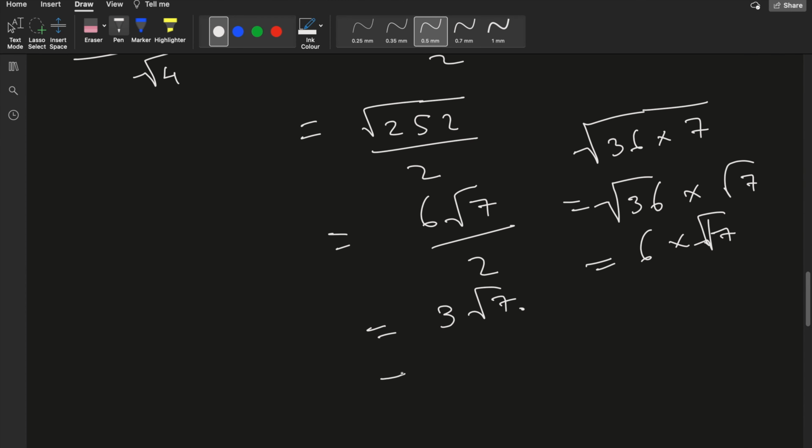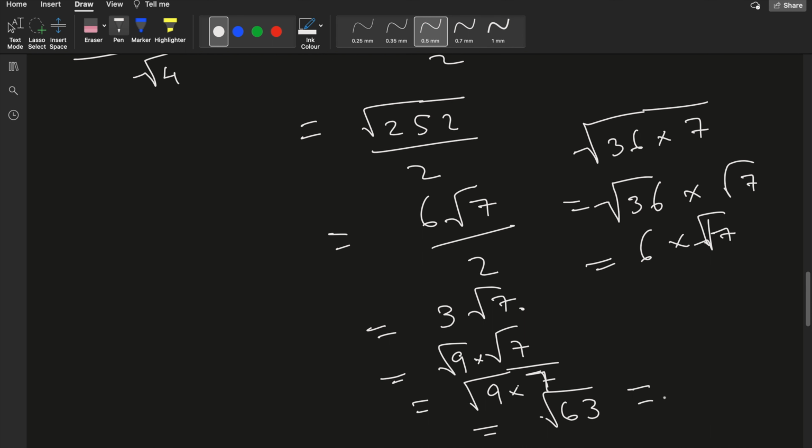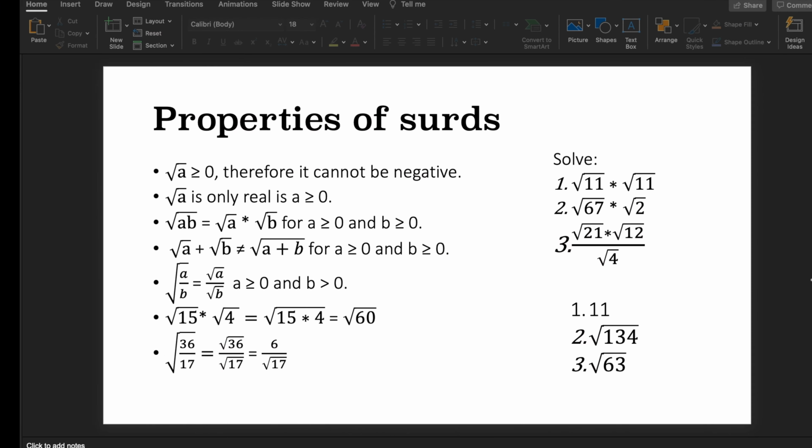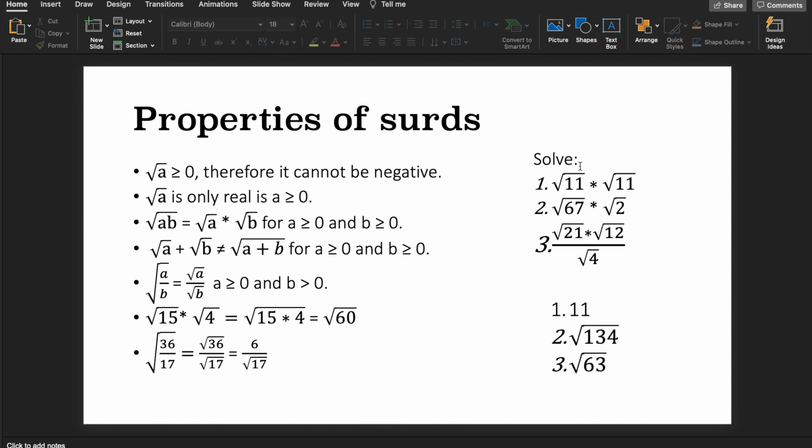That would be square root of 9 into square root of 7, so square root of 9 into 7, that's square root of 63. These two are equivalent. Either way is fine. Each of the answers is fine. And the rest of the answers would be easy. Square root of 11 into square root of 11, that's 11 itself. And you just have to multiply these two.